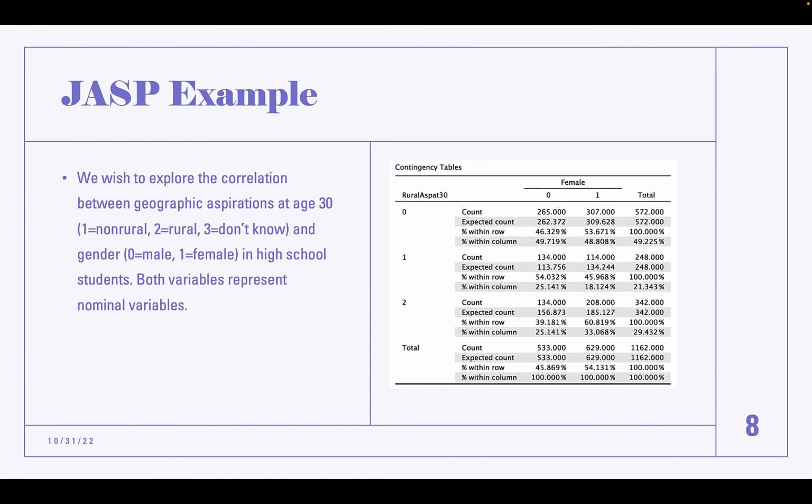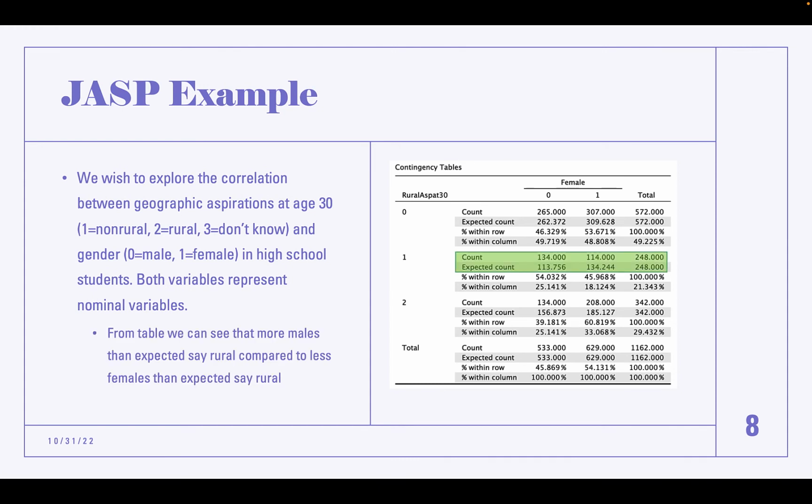All right, and now let's just kind of descriptively look at our table a little bit. And here, remember 1 for aspirations is wanting to live in a rural environment. And let's look at wanting to live in a rural community across gender. And we see here that more males are saying that they expect to live in a rural community than what is actually expected. And we see the opposite relationship for females, where we observe 114 females wanting to stay in a rural community, whereas the expected number is 134.